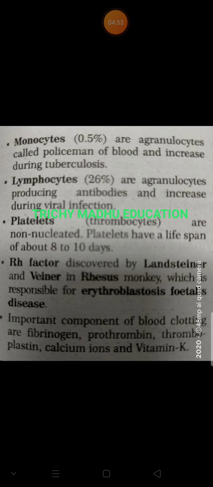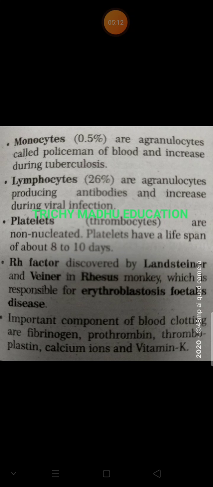Platelets, also called thrombocytes, are non-nucleated. Platelets have a lifespan of about 8 to 10 days.